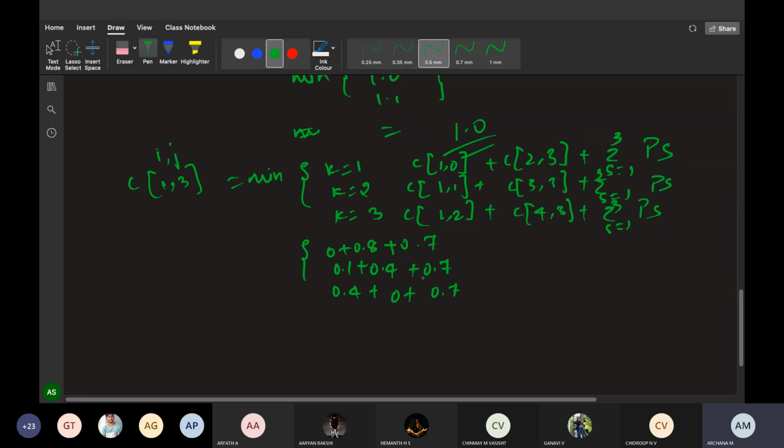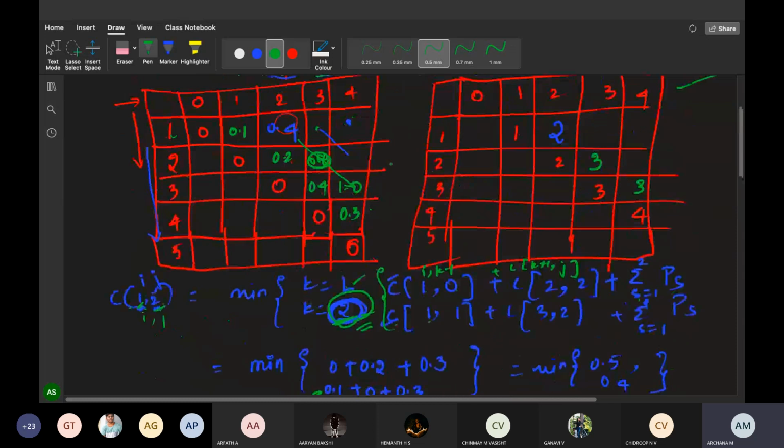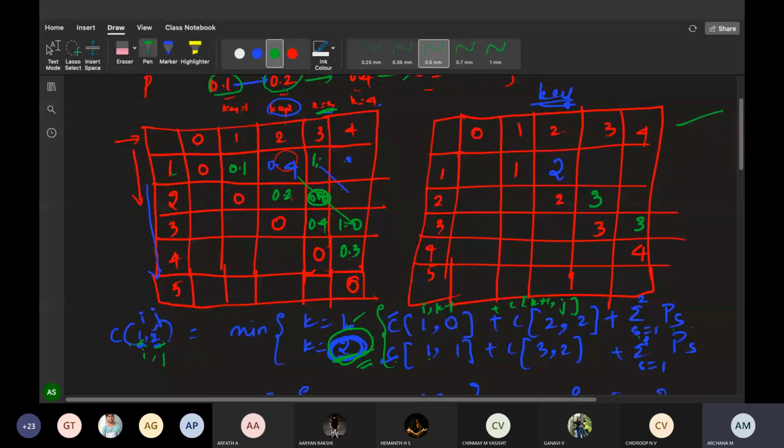Okay, now find the minimum from this. So we have to find which one is minimum. That is 1.5, 1.2, 1.1. Among these, which one is minimum? 1.1. That is the k value. Which k value? This one, k value 3. I got 1.1, and the k value is 3. Understood? Same thing you have to calculate.